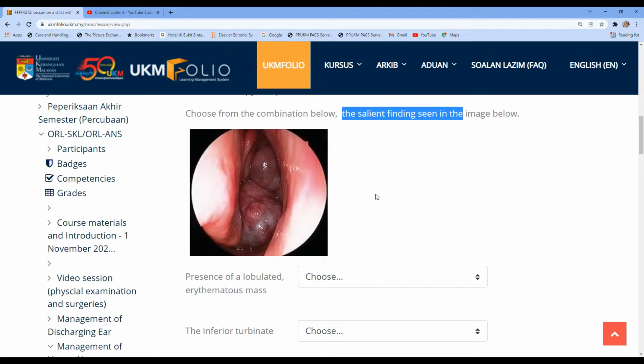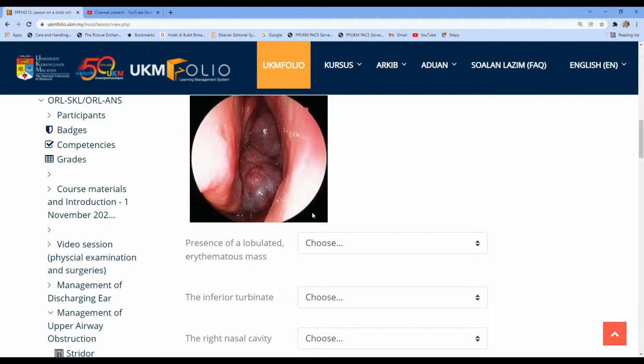So this helps the students to understand that these are the salient findings expected in each diagnosis. It will help the student understand the disease as well as help with some of the assessments the student will undergo. For example, at the end of year 4, they will go through the unmanned OSCE where we'll show clinical pictures and they are supposed to describe these clinical pictures. So, for example, presence of a lobulated erythematous mass.